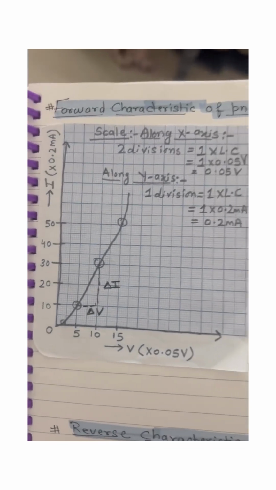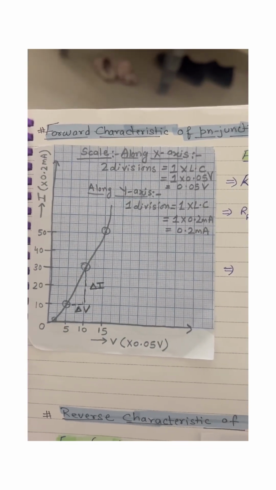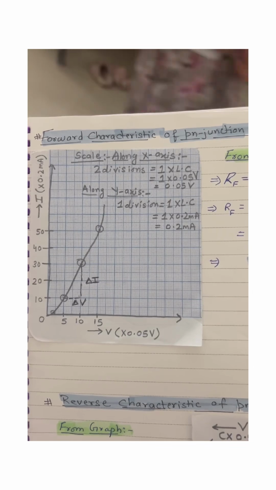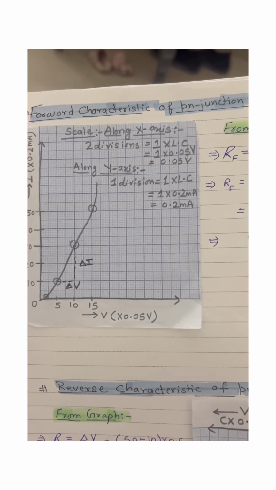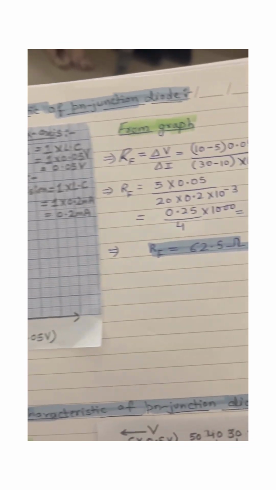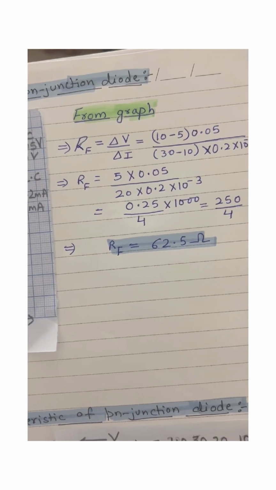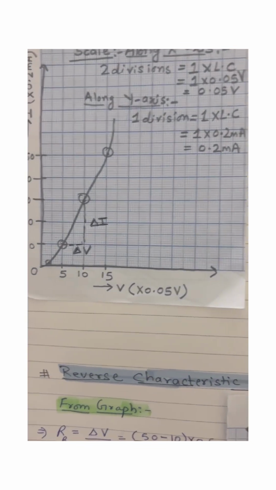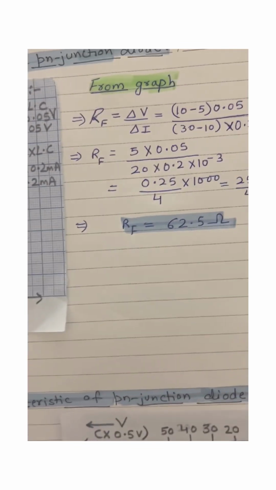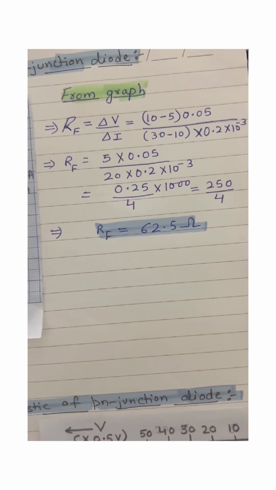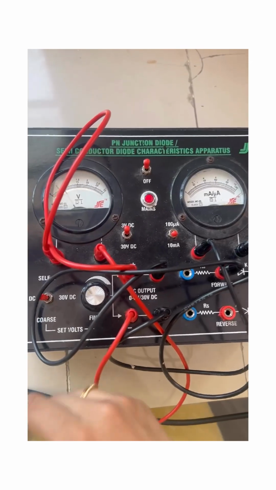With the help of these readings, we will draw the graph, which is curve in nature; that is, a non-ohmic graph will be observed. From this graph, we can calculate the resistance of the diode at forward biasing, which is 62.5 ohm at the beginning of the graph, and it will vary.